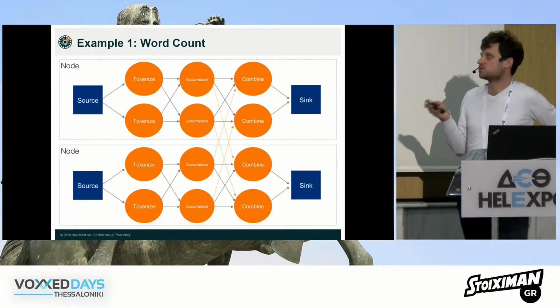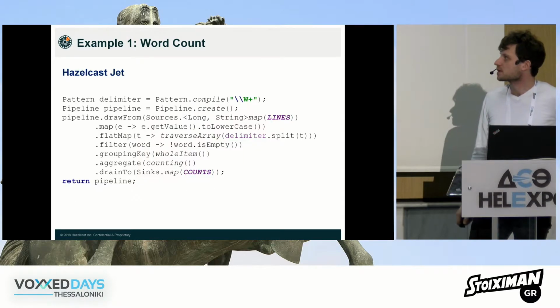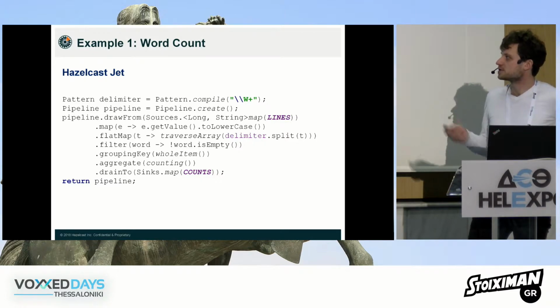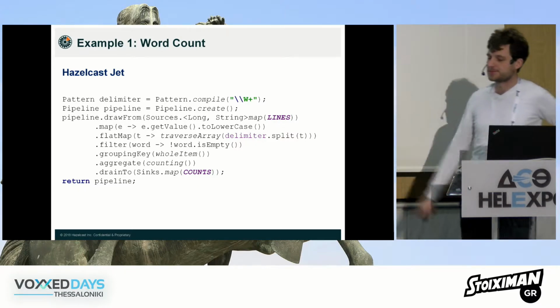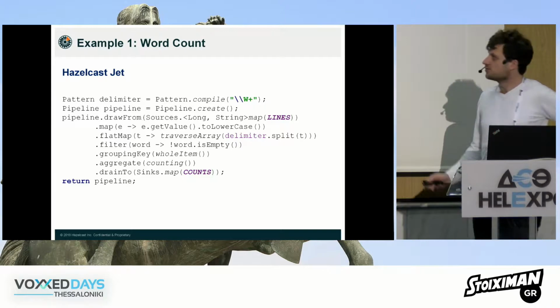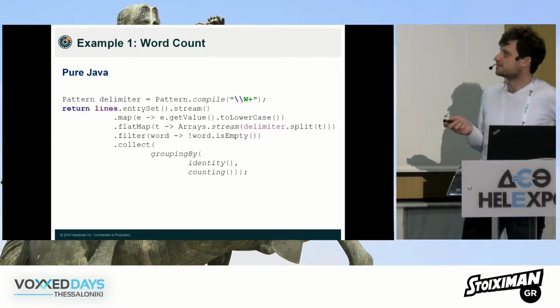So let's see how the code for this would look in Hazelcast Jet. You may see that the code is quite similar to the Java streams. We still start from the regex, how we tokenize the words. Then we create an object called pipeline. Then we read the data from some distributed source. Then we map to lowercase, tokenize the words, filter out empty words, and reduce it to a map where the key is the word and the value is the number of occurrences. We finally put it into a remote distributed data sink.